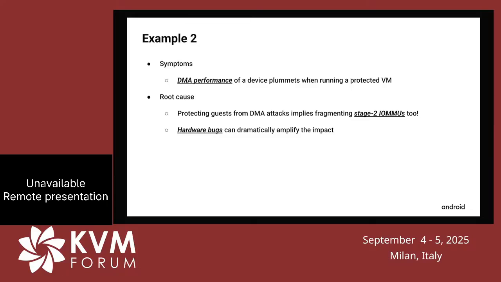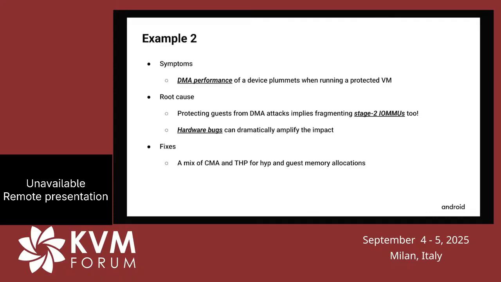And that was causing a pretty massive drop in DMA performance, which was pretty much unacceptable. The way to fix this problem was essentially pretty much the same as before. It was a mix of using CMA for the hypervisor to back hypervisor allocations, as well as THP for guest memory allocations.